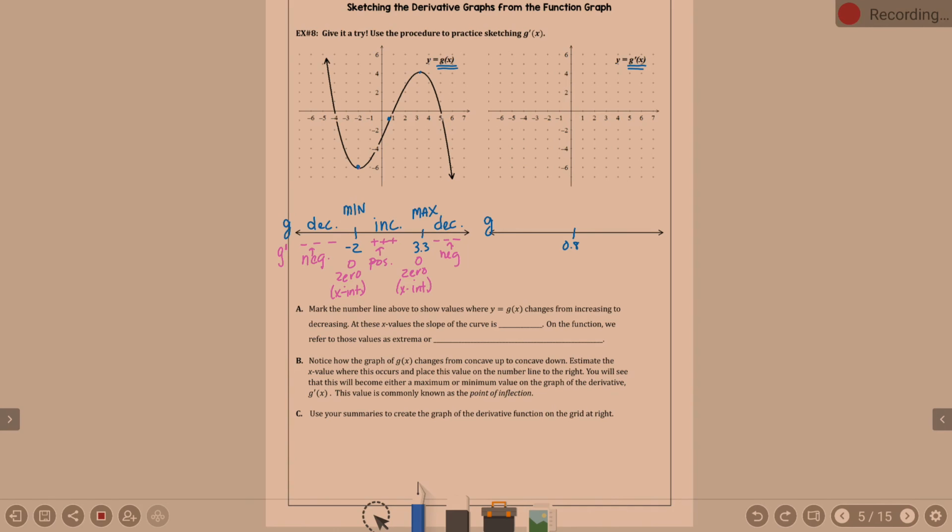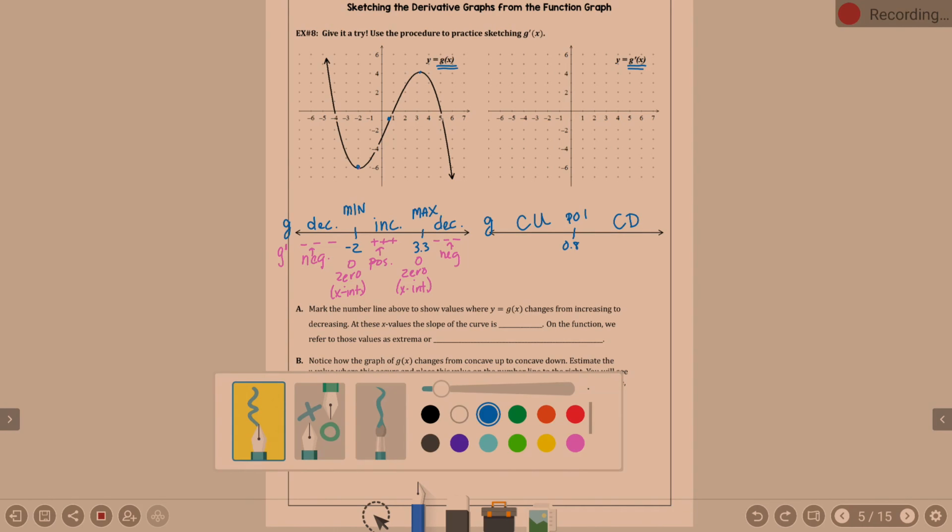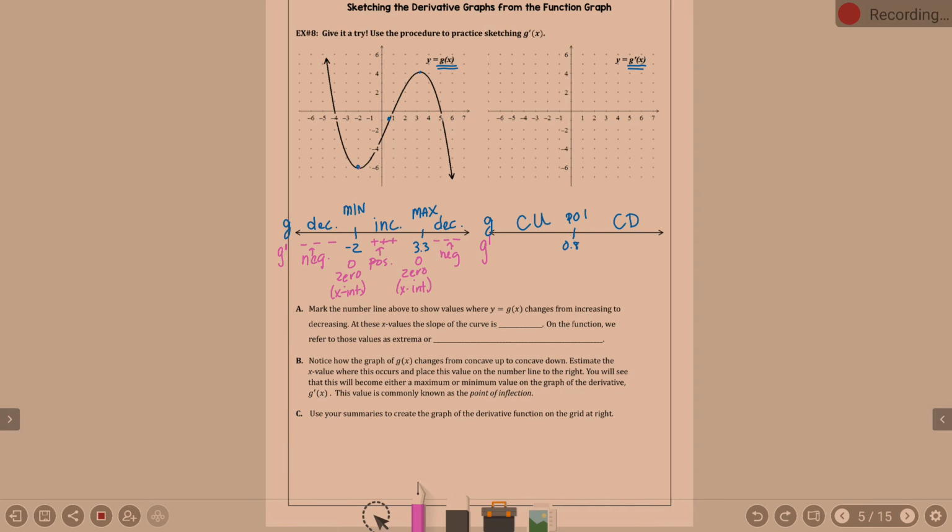Before the point of inflection, what was my graph? It was concave up. When you see me write CU, I'm writing concave up. After my point of inflection, what was my graph? Concave down. So what we need to translate this into, and we talked about this on the other page: when the original graph is concave up, my derivative graph is going to be increasing. When my original graph was concave down, my derivative graph is decreasing.